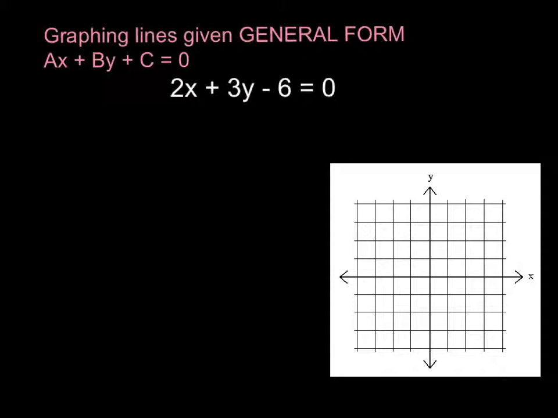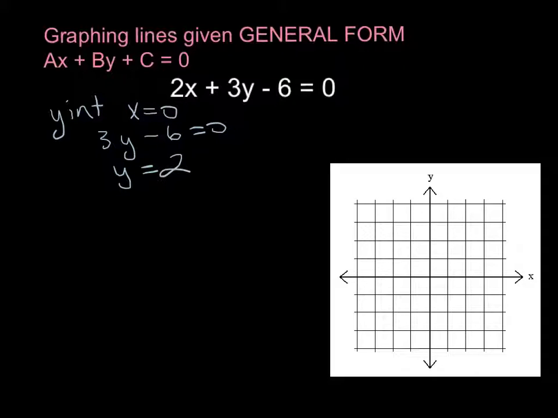This equation here says 2x plus 3y minus 6 equals 0. Another way of graphing these kinds of questions is by finding the x and y intercepts. So how do we find the y-intercept? To find the y-intercept, we set x equal to 0. So let's do that, and we solve for y. We end up with 3y minus 6 equals 0, y equals 2. So that's our first point. Our y-intercept is 2. That's right there.